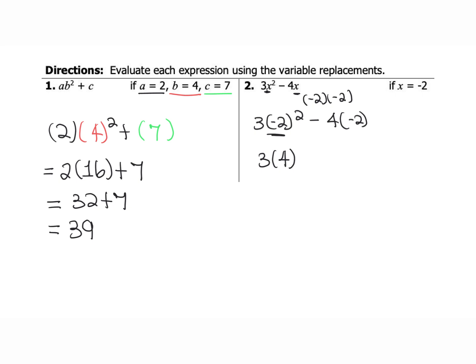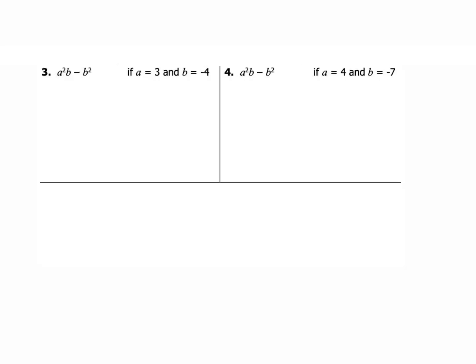And then we write a minus. 4 times negative 2 is negative 8. So we have 3 times 4 is 12 minus a negative 8. And then we have a double negative here, which makes a positive. So we have 20.